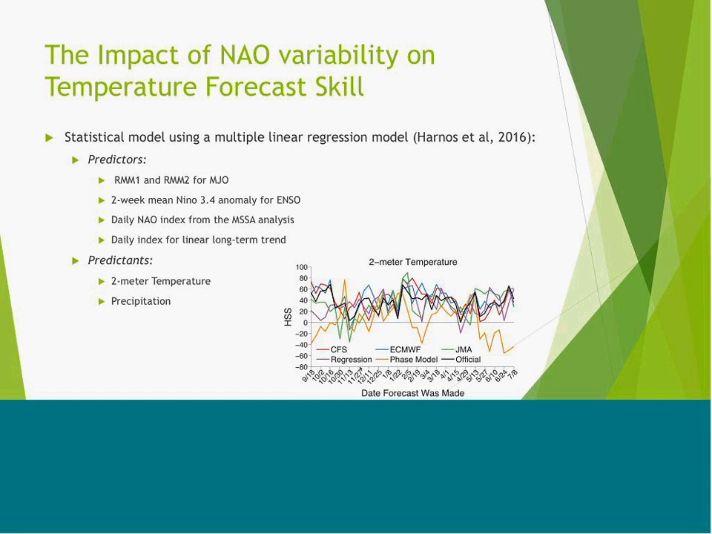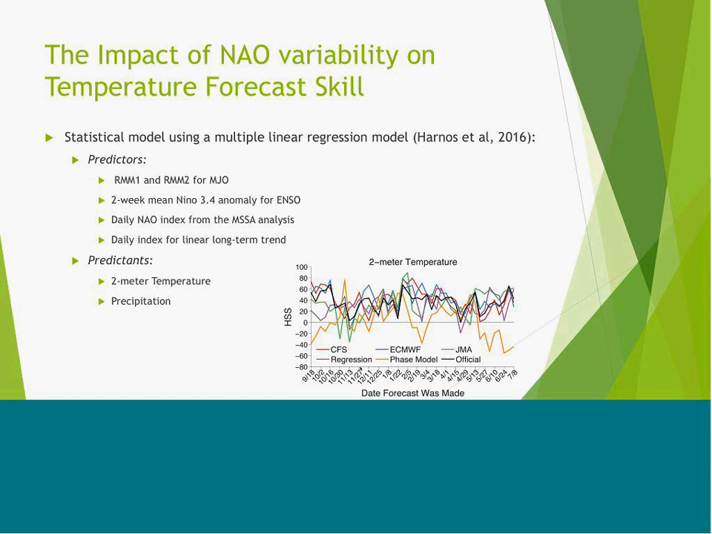And to test this hypothesis, we use the statistical model that is currently used by CPC as one of their tools for the experimental week 3-4 outlook. And this model is a multilinear regression model that uses as predictors the MJO indices, RMM1 and RMM2, the Niño 3.4 index for representing the ENSO influence. We added the daily NAO index that was extracted using the MSSA analysis. And the model also uses a daily index for a linear long-term trend. And the model predicts the 2-meter temperature and precipitation.